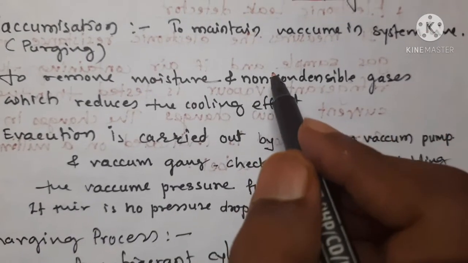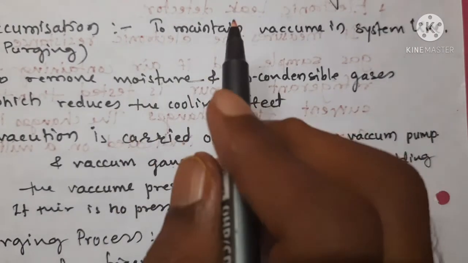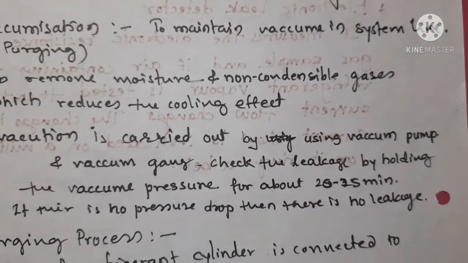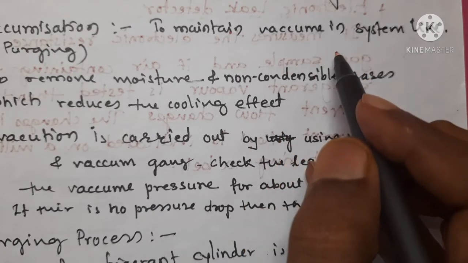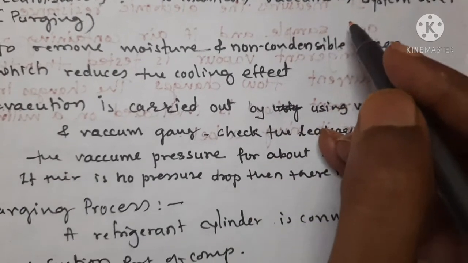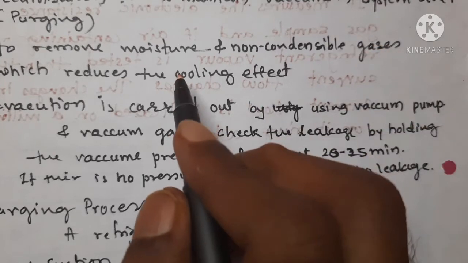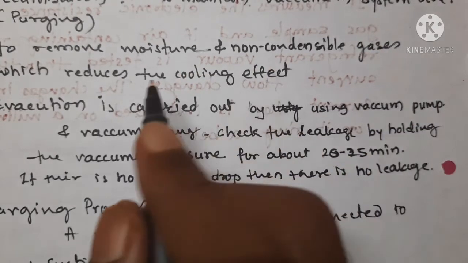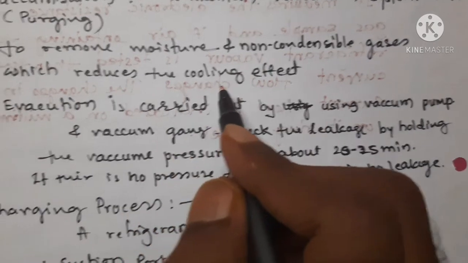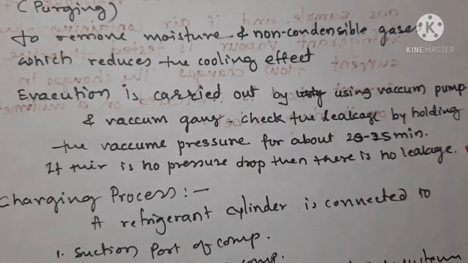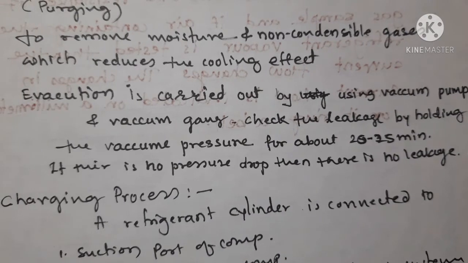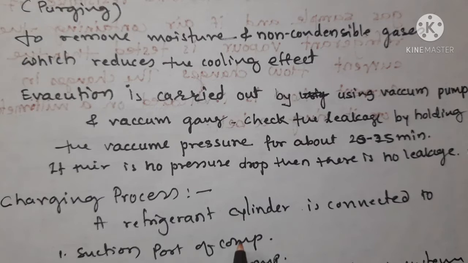Whenever there is a leakage and the refrigerant leaks from the system, outside air enters into the line, and with the air, moisture also enters. If moisture and non-condensable gases are trapped in the refrigeration system with the refrigerant, then the refrigerating effect is reduced. If there is already moisture and air inside the system, the refrigerant charged in the system will be less, so the overall cooling effect is reduced.